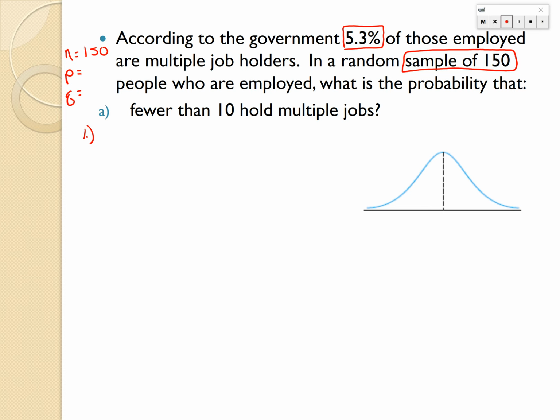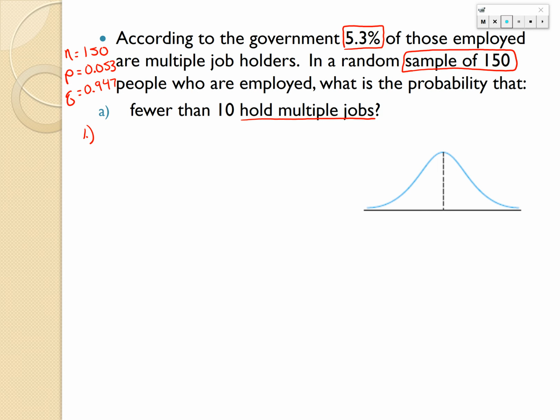Probability of success. Now I'm looking at people who hold multiple jobs, so 5.3% hold multiple jobs. That's my probability of success. I want to make sure that the description of the data value I'm looking at matches my probability of success. So 10 that hold multiple jobs, 5.3% are multiple job holders, so those things match. To find your q, remember p plus q should equal 1. So just do 1 minus 5.3%, and we get 0.947.